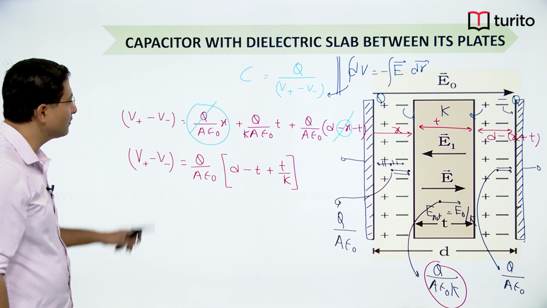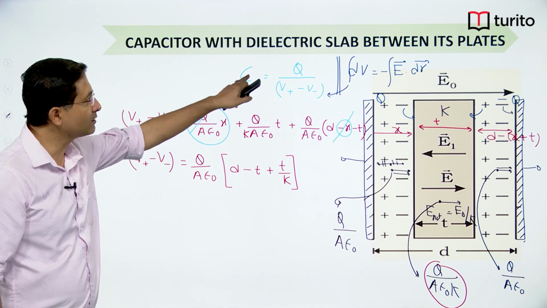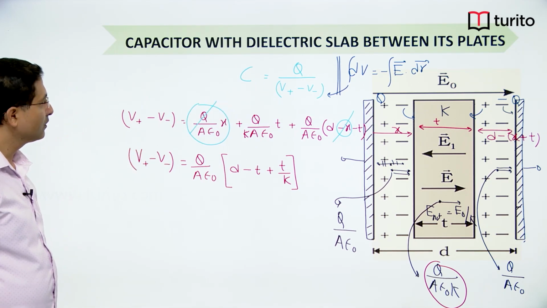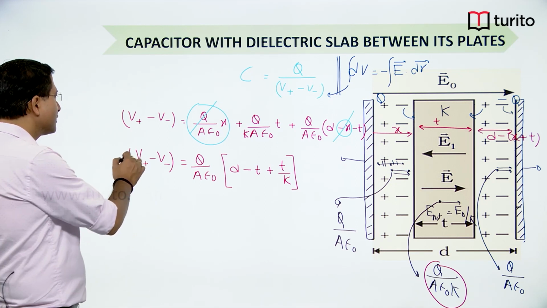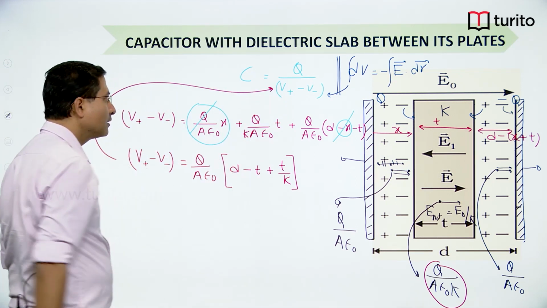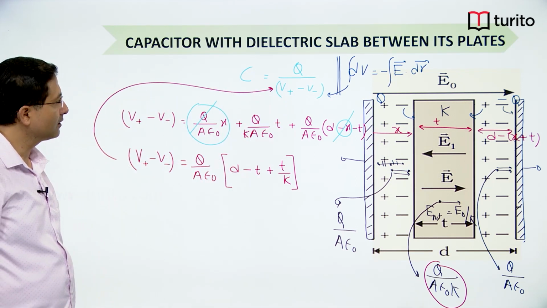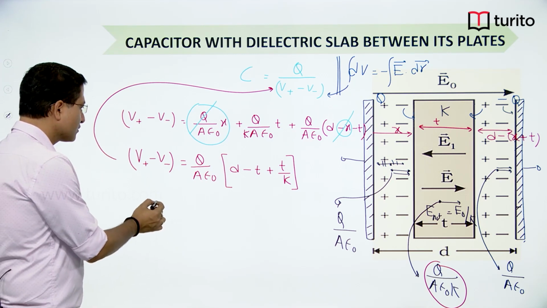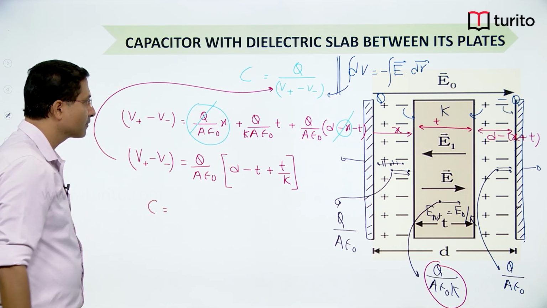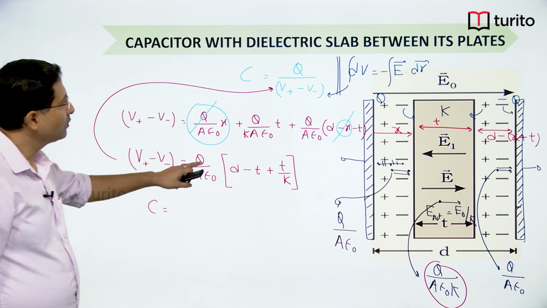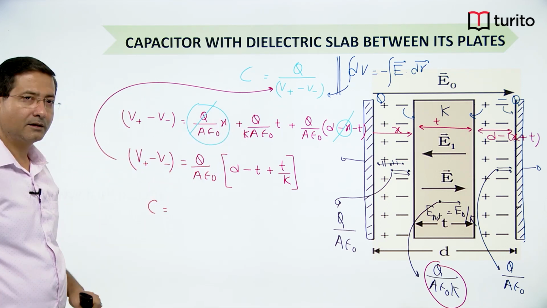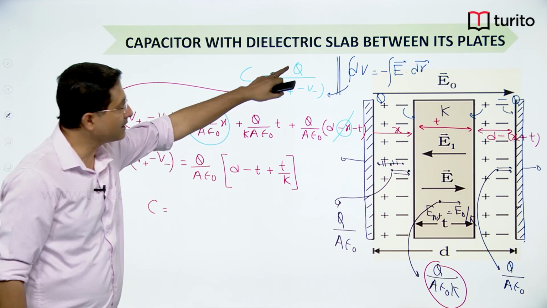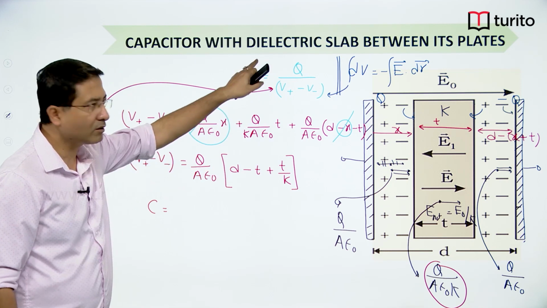Once we have the potential difference, we can easily calculate capacitance using this formula. So I can substitute the value of the potential difference here and I will get the capacitance. So the capacitance I am getting is: now this whole term will come in the denominator, this Q and Q will get cancelled out, and this A epsilon naught will go up.